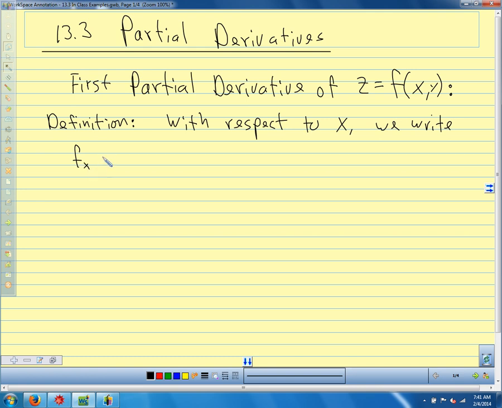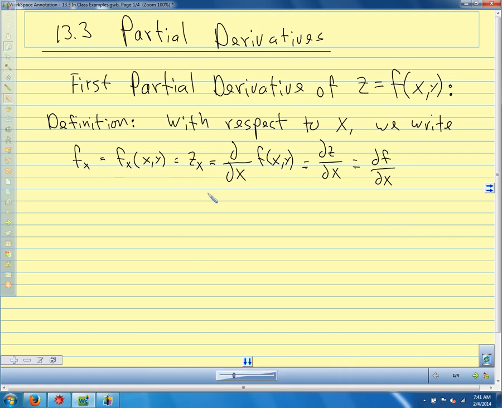f sub x, you'll also see it written as f sub x with our variables here. We can also say z sub x. We can also, here's our new symbol, our partial derivative, curly d, with respect to x of f of x, y, and we just call it d, but the curved d means we're doing a partial derivative. We also write dz/dx, and that equals df/dx. All of these notations are equivalent. The subscript notation and the d/dx notation, all of them are equivalent.